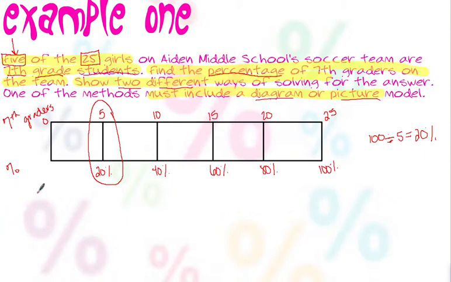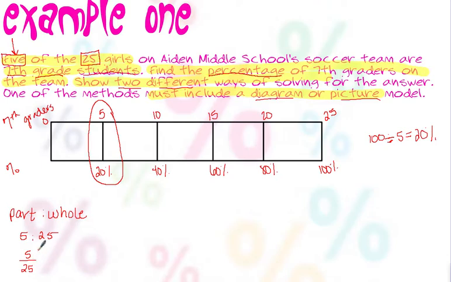My second method is I'm actually going to use my numbers. So I'm going to use my part to whole ratio, which in this case is 5 to 25. And I know the value of that ratio is 5/25. Now, there aren't 100 girls on the team, but my percentages are always out of 100.